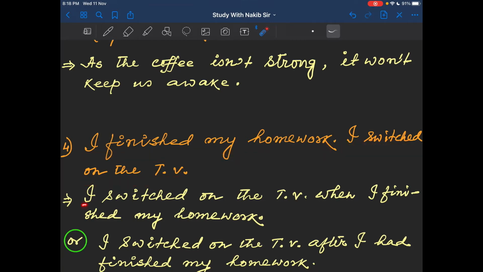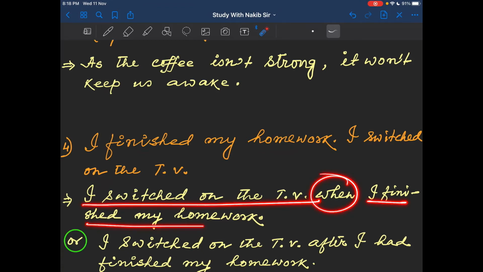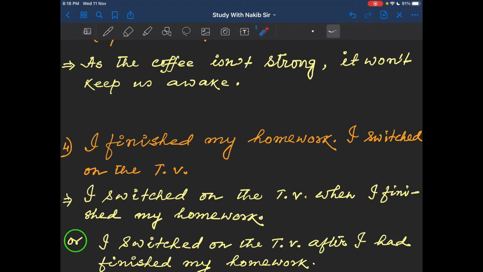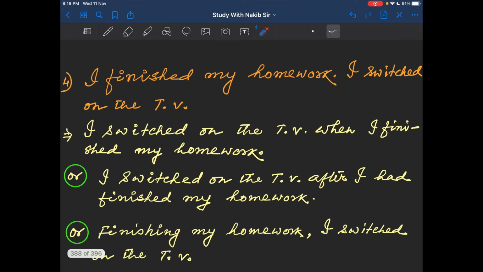See the answer. I switched on the TV when I finished my homework. Or you may write this. I switched on the TV after I had finished my homework.